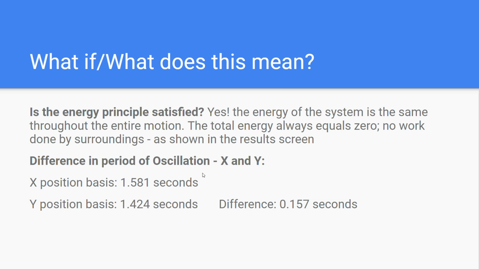Now for the difference between the periods of oscillation. The x position basis is 1.581 seconds, and the y position basis is 1.424 seconds. Just taking two random points and defining the period of oscillation from there. You're doing some math. The difference we get there is about 0.15 seconds.